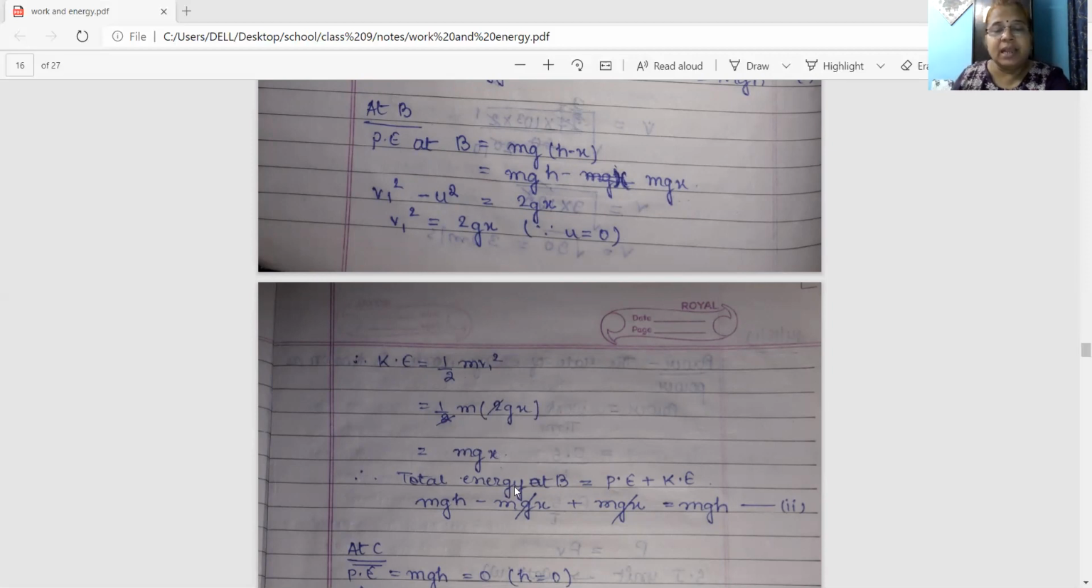Therefore, total energy at B is equal to potential energy plus kinetic energy. Potential energy here is mgh minus mgx and kinetic energy is mgx. So this is minus mgx, this is plus mgx, it will get cancelled, and what is left? mgh.